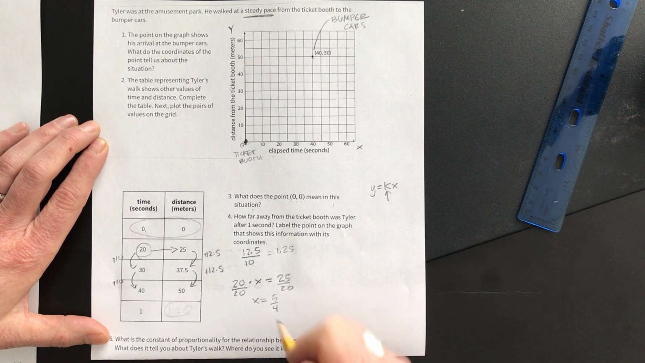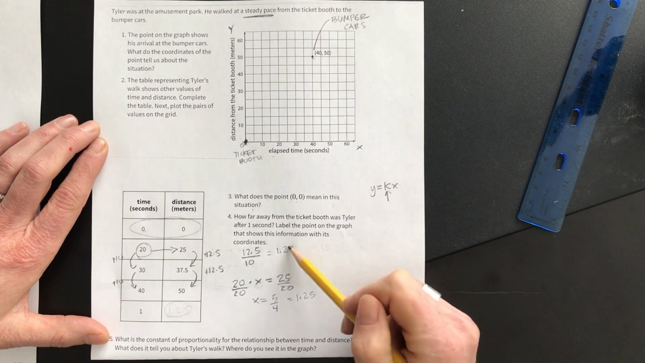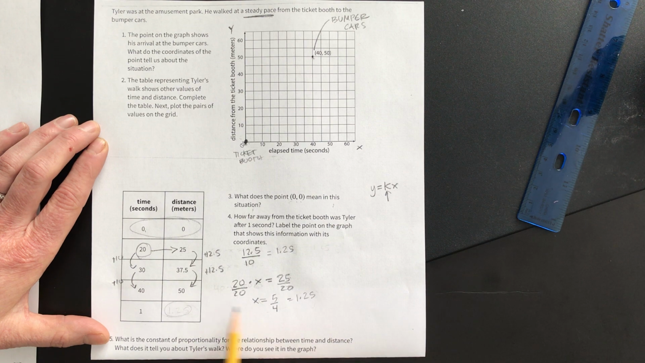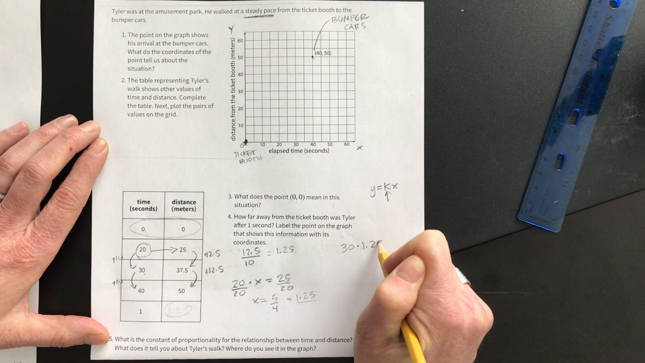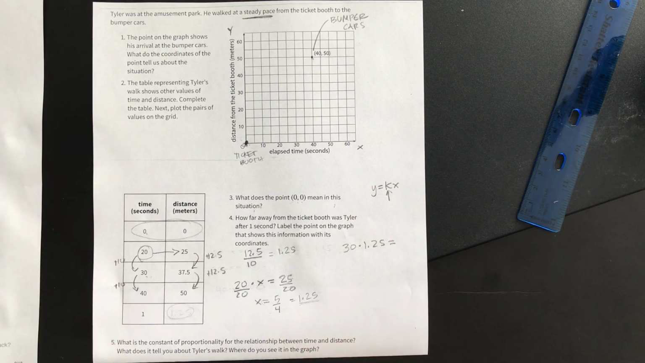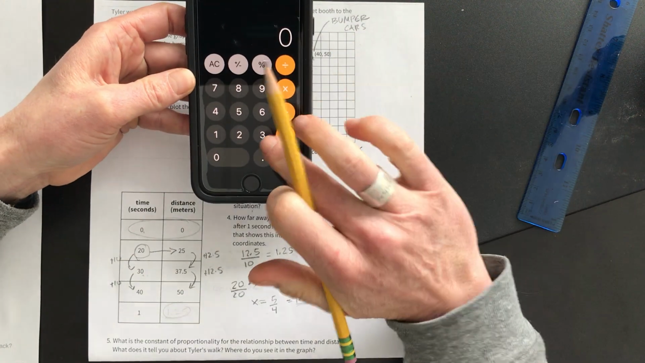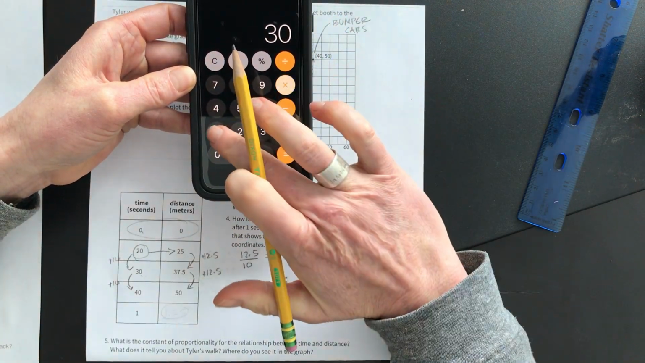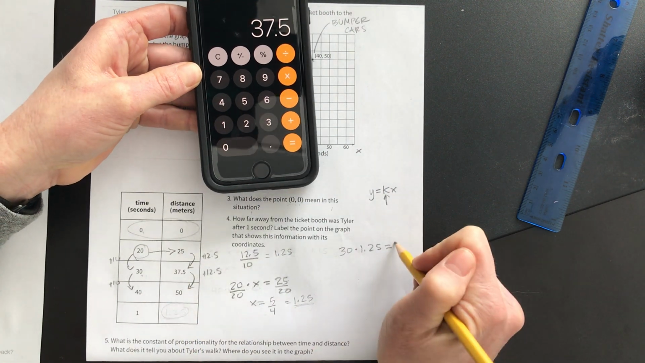If that makes your brain freak out a little bit, just convert it into a decimal, and we see, yep, those are the same numbers. And so I could check my work down here to make sure that this is in fact my constant of proportionality by plugging it in. I can take 30 times 1.25, and if this is true on my constant of proportionality, I'll use my calculator here just to confirm it. I can take 30 times 1.25. Oh yeah, 37.5, that's what I wanted. Beautiful.